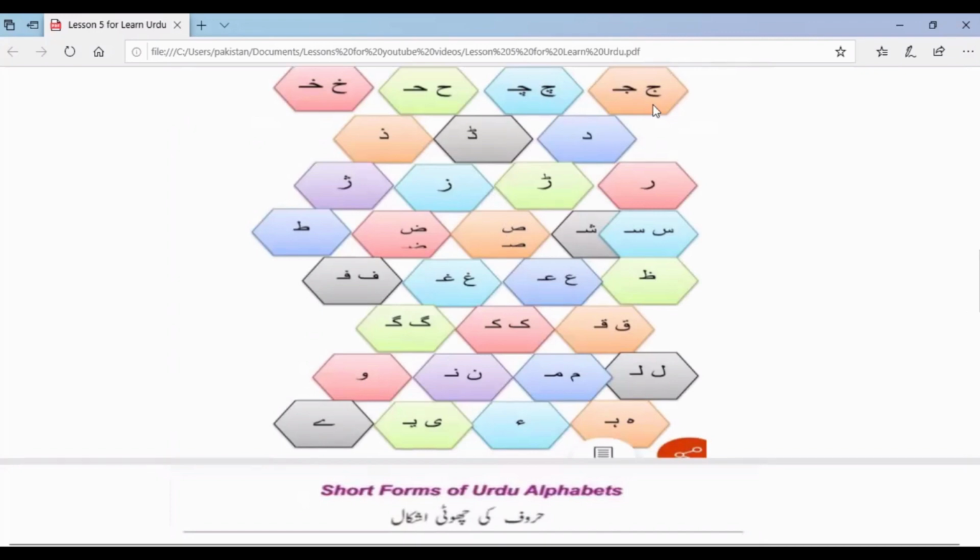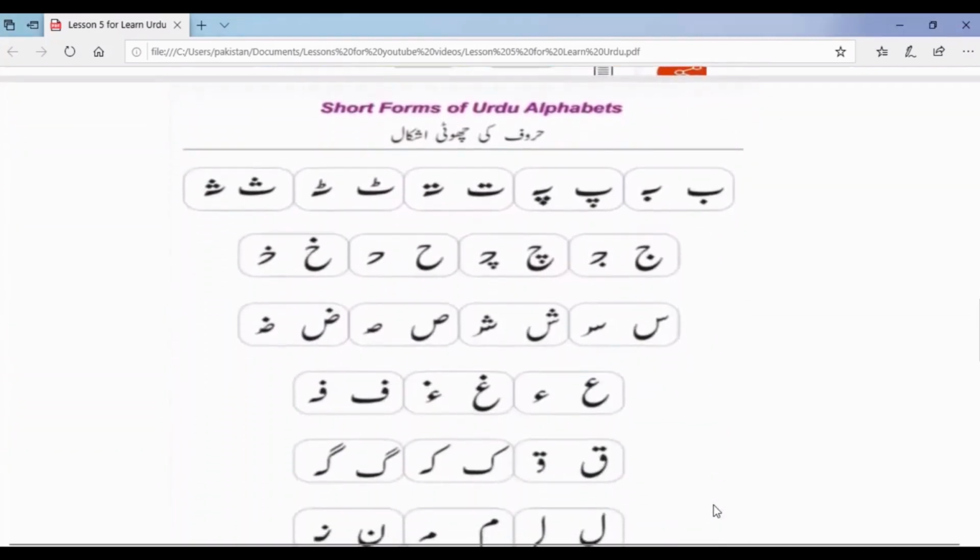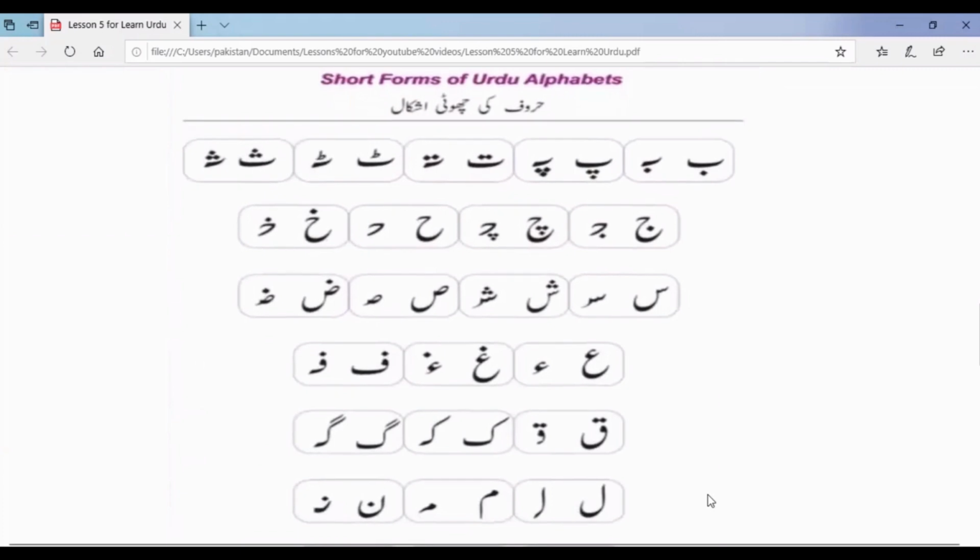This chart has actually Arabic font. The difference is only in the font. That is Arabic font, and this is Nastaliq Urdu font.